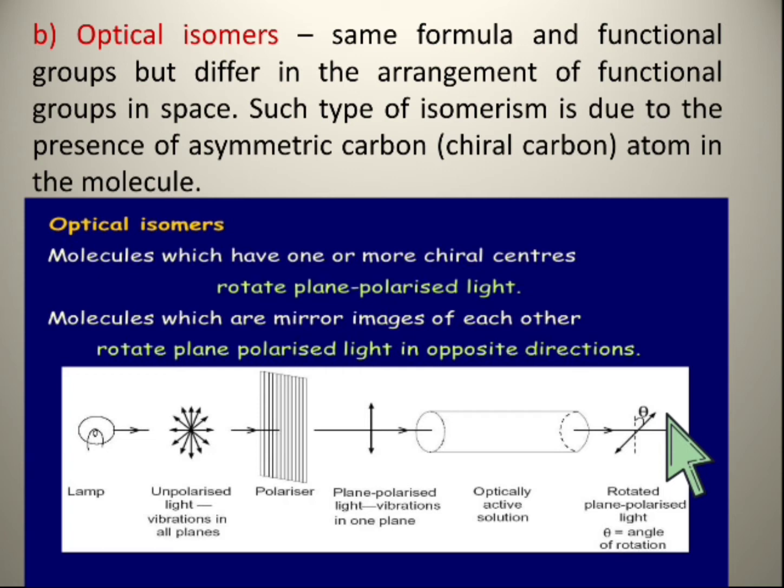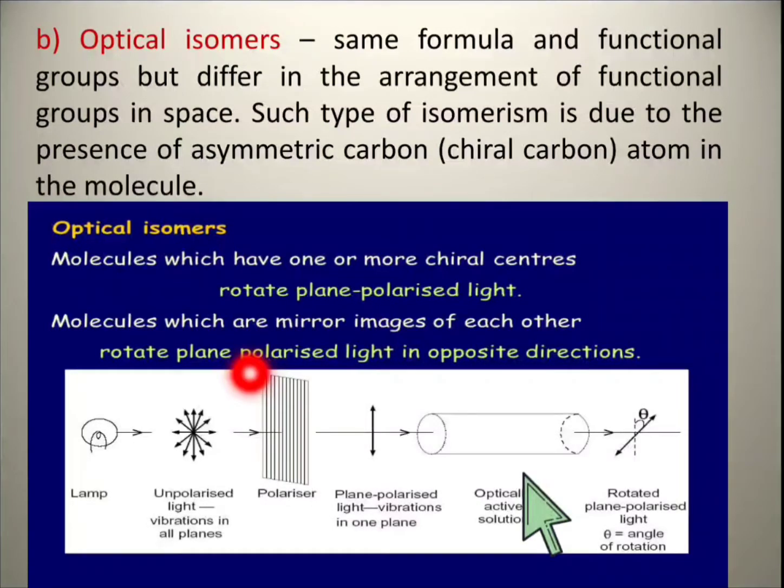anti-clockwise direction. Okay, so when a beam of polarized light is passed through a solution exhibiting optical activity, it will be rotated to the right or to the left, in accordance with the type of compound that is present here. That is, it depends on the optical isomer which is present in this solution. It will rotate the polarized light in either a clockwise or anti-clockwise direction.